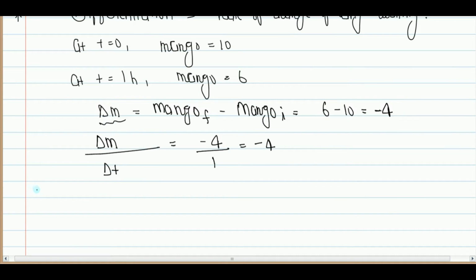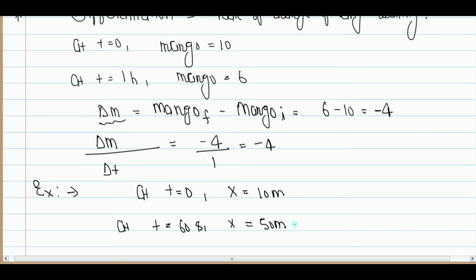Right now I was talking about a big difference. Let's take another example. At t equal to 0, let's say a person is at position x equal to 10 meter, and at t equal to 60 second the person is at 50 meter.